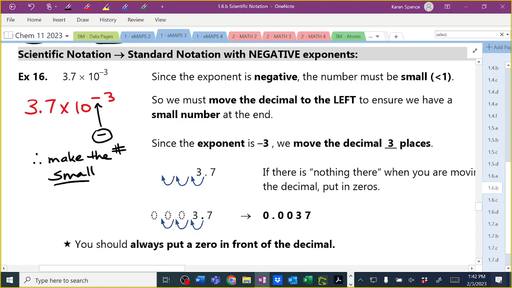So if I move my decimal place to make the number smaller, we will be moving it to the left. 1, 2, 3 places. And I need to have something go in there. So I'm going to put a 0 in there. I'm going to put a 0 in there. My decimal is going to go right here. And I need something in front of the decimal. So I'm going to put another 0 right there. So this number is now 0.0037. You should always put this 0 in front of the decimal. Yes?